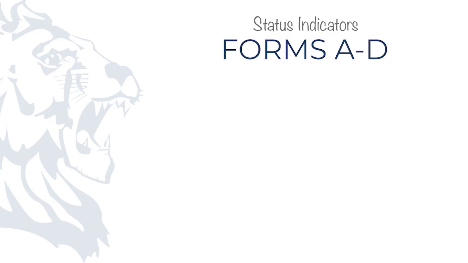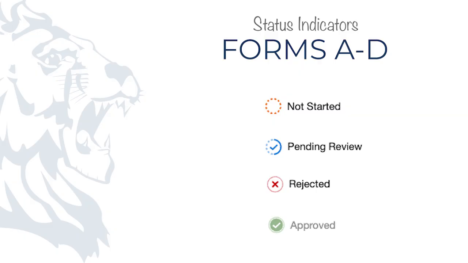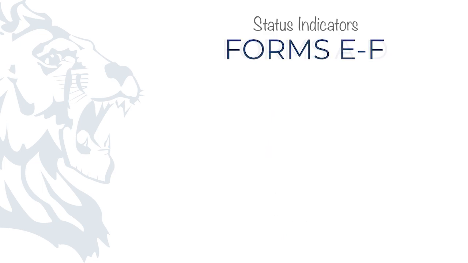There are 4 status indicators for forms A through D. First is not started. That means the form has not yet been accessed. Pending review. This means that there is information on the form once submitted that must be reviewed prior to approval. Rejected. This means there is an error with the information provided, something is incomplete or missing. You will receive a notification from PowerSchool that indicates which items need to be corrected. Finally, approved. This means your forms A through D are all set.